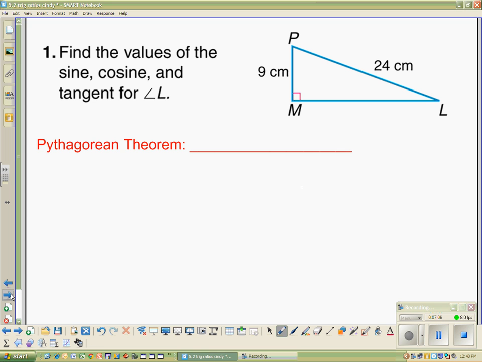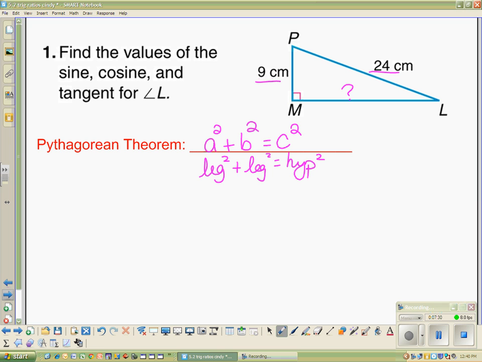Finding values of sine, cosine, and tangent, we will incorporate the Pythagorean theorem on this. So a squared plus b squared equals c squared. Recall that that is a leg being squared plus another leg being squared, and that will equal our hypotenuse squared. That's what the letters A, B, and C stand for. So I have 9, I have 24. What I don't know is that guy.